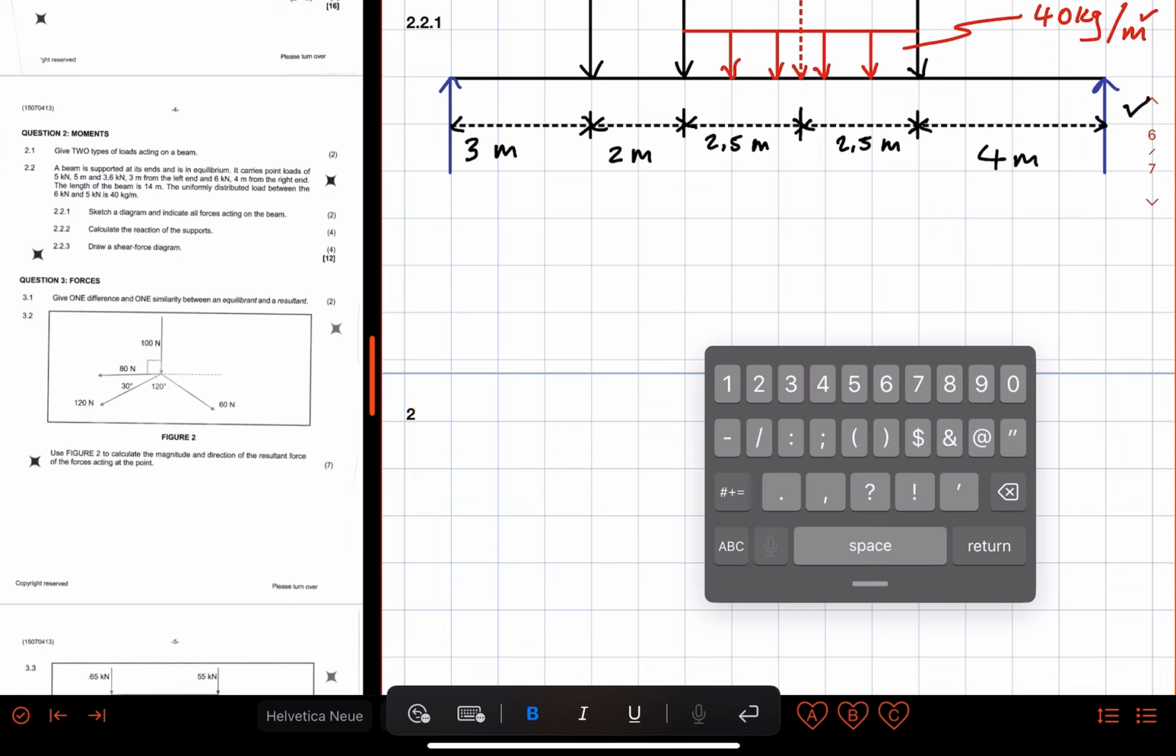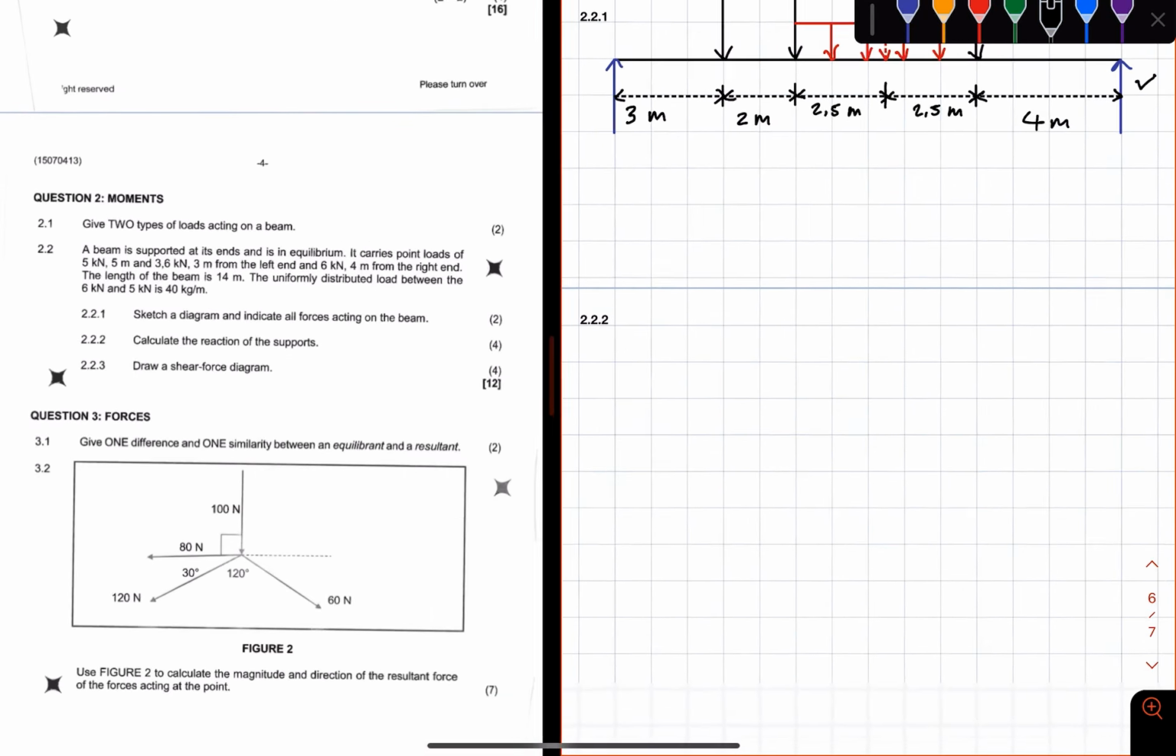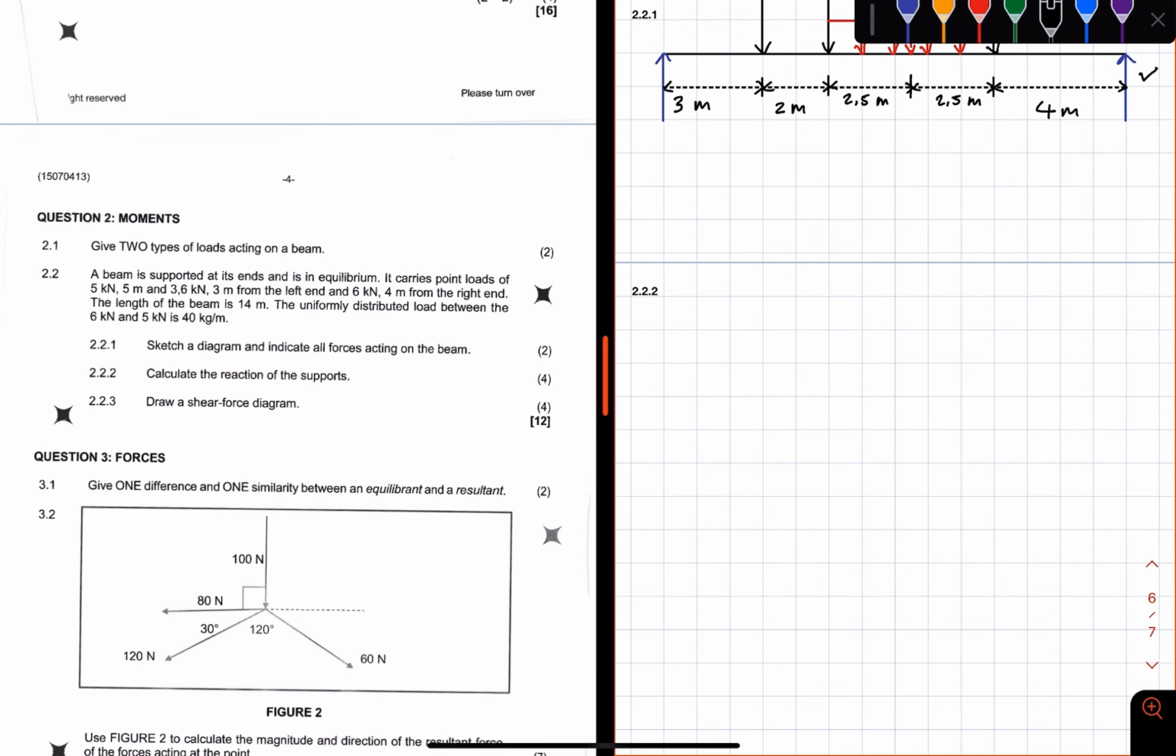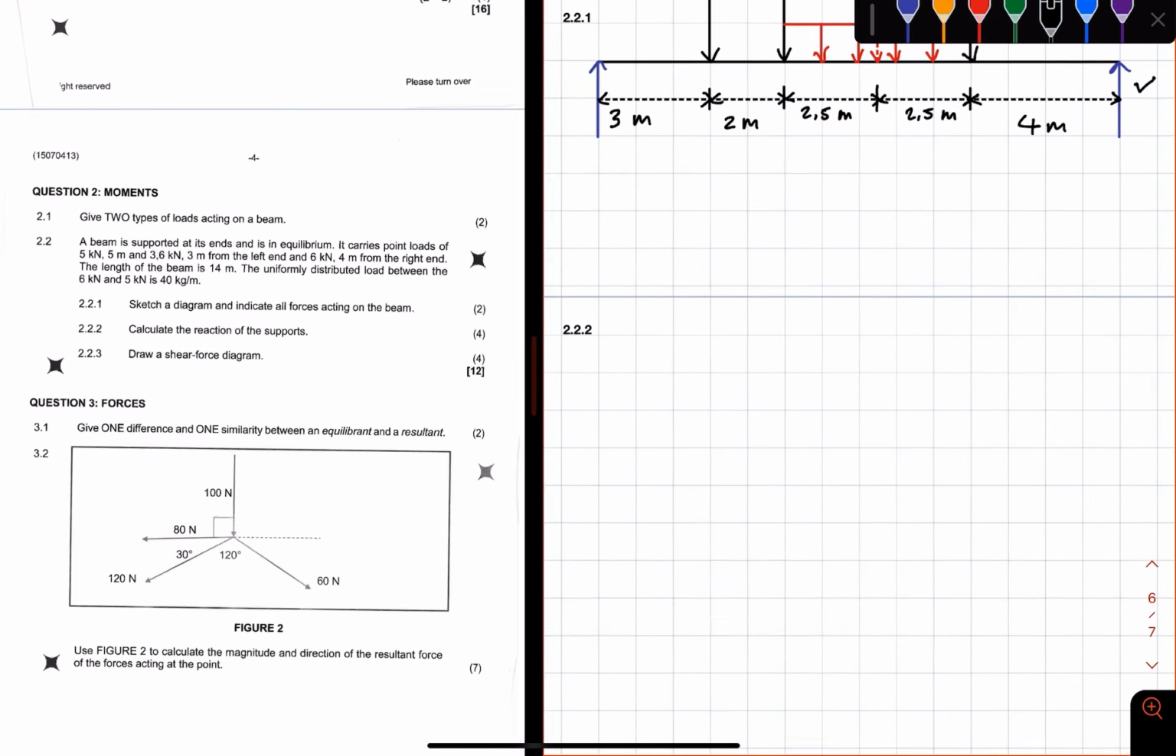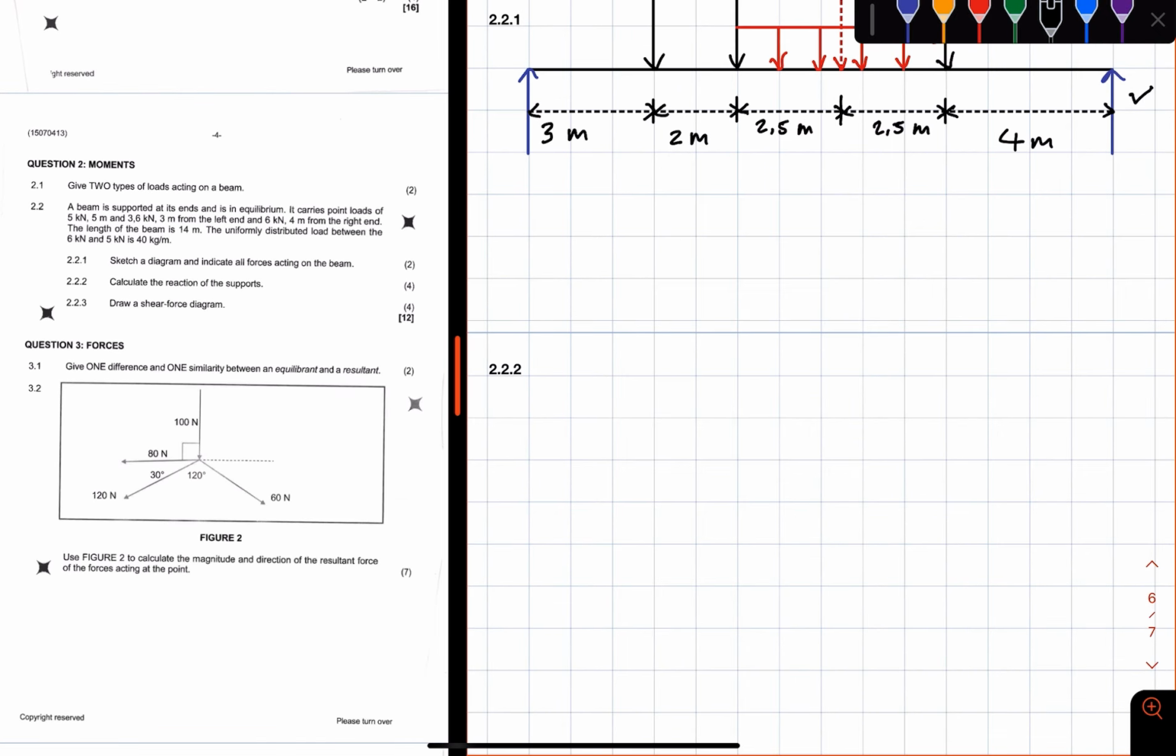So 2,2.2, right? Now 2,2.2 reads as follows. They want us to calculate the reaction of the supports. Now, as far as moments, it's always best to calculate the reactions at the supports of the beam using moments, right?